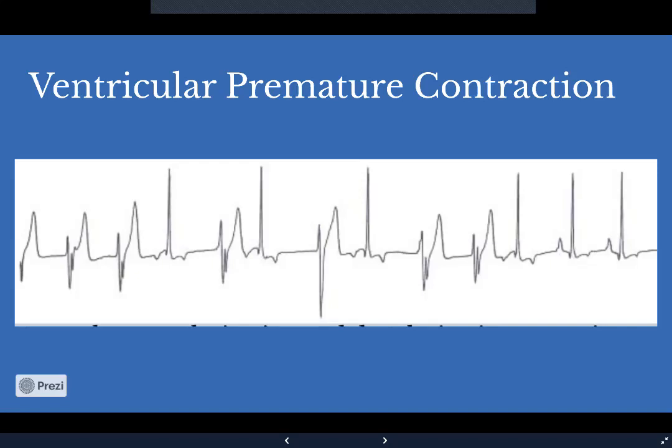Now you can have QRS complexes that go below the axis here, okay? So don't say that that's a VPC. That would be okay. So there'll be a P wave there. So keep that in mind. You have to have no P wave, like this one cuts in line.